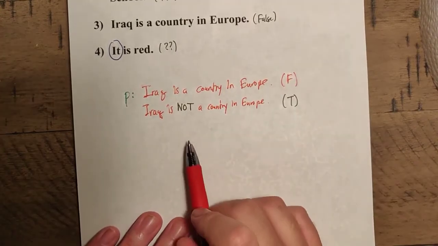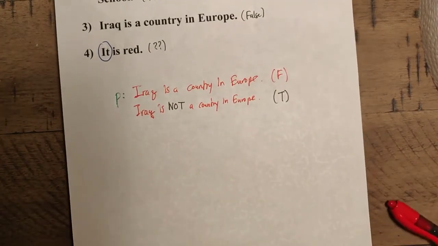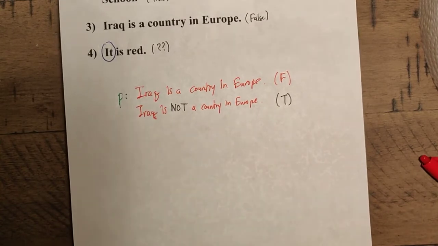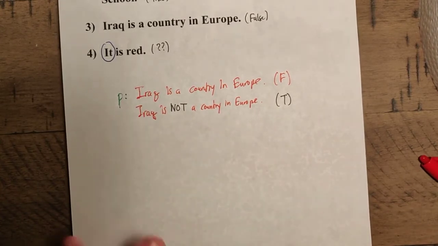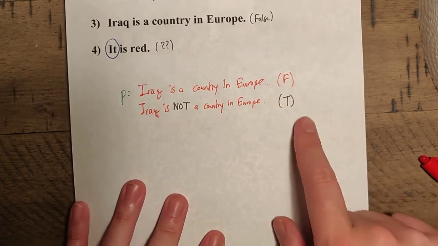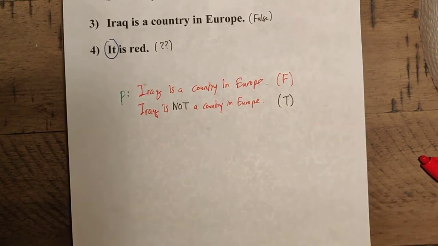So notice how here, even if we did not know anything about world geography, by inserting this word "not," we seem to have taken the statement and flipped it on its head. We know that by inserting this word "not," it changes the truth value from false to true. And that's going to be really important to us here.